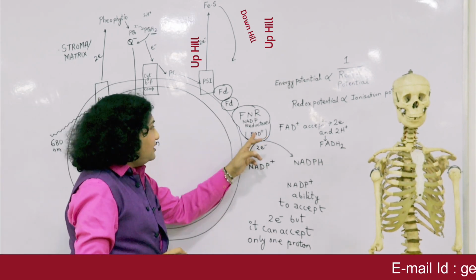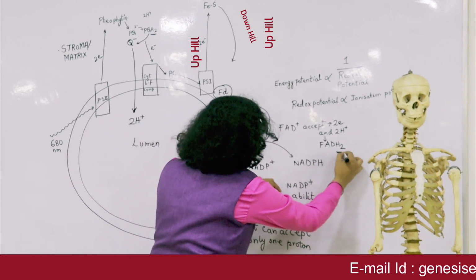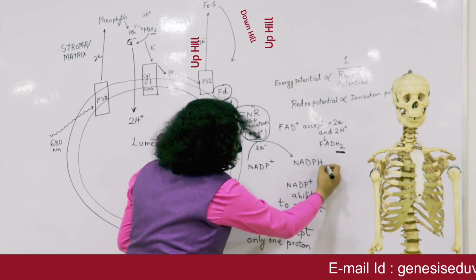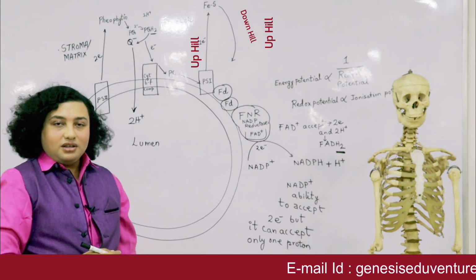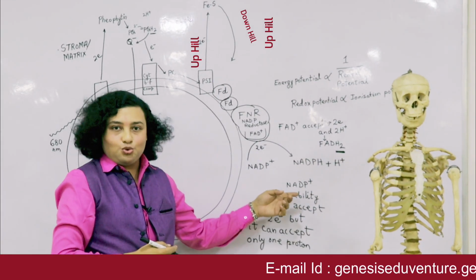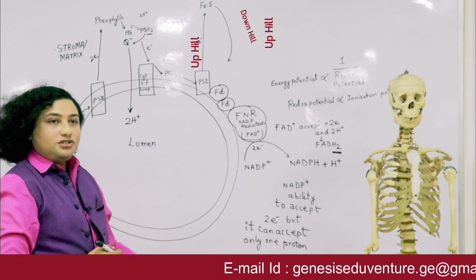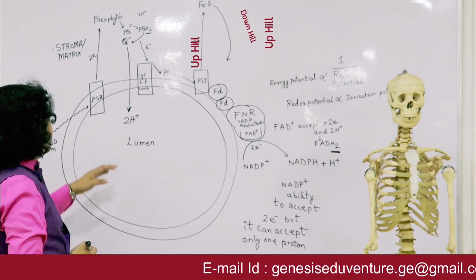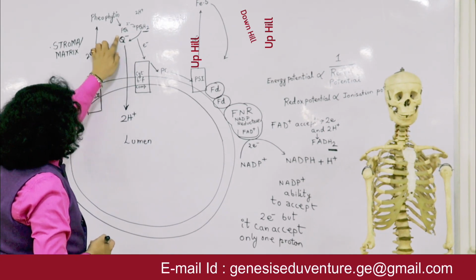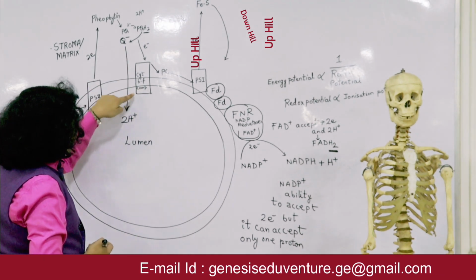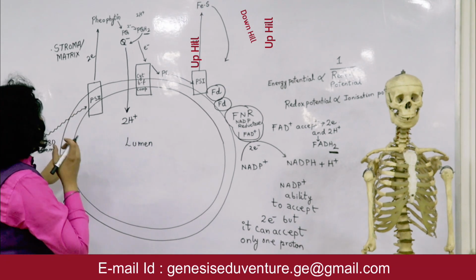So what will happen to the other proton? You can see that in FADH2, what will happen to the other proton? It will remain as an H plus ion. So the correct version is not NADPH2, the correct version is NADPH plus H plus. So there will be formation of NADPH plus H plus in this way, and per electron pumped from the plastoquinone to the cytochrome b6f complex, there is pumping of 2 protons into the lumen.